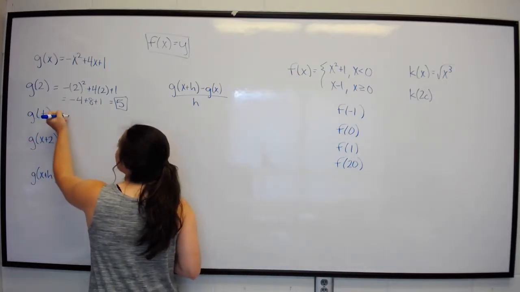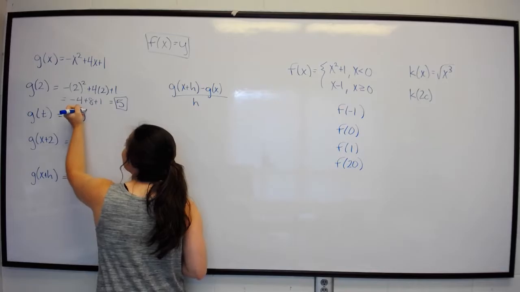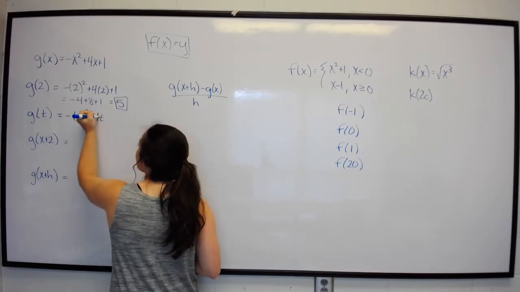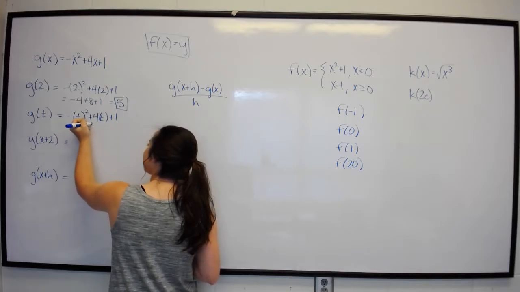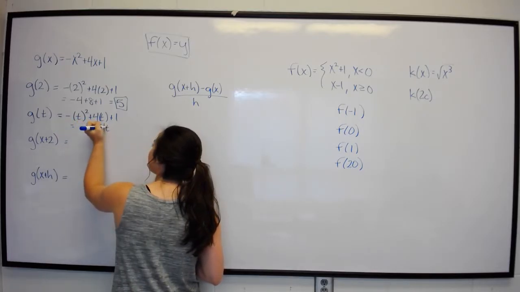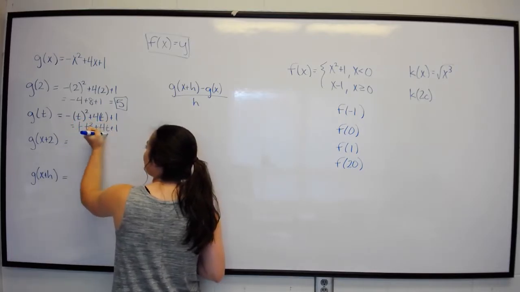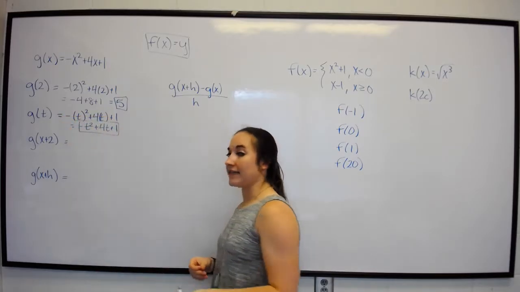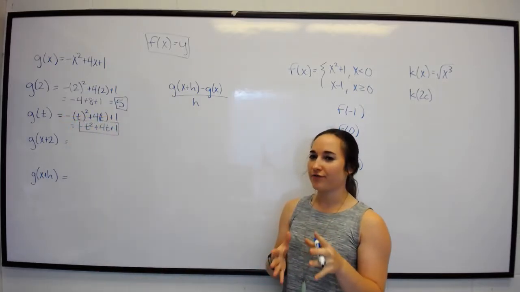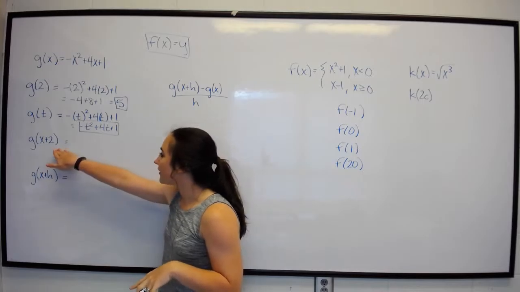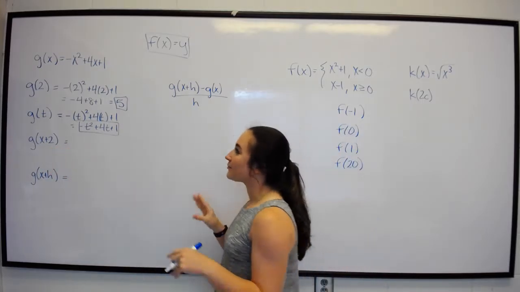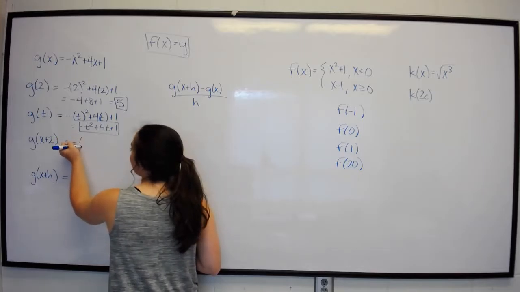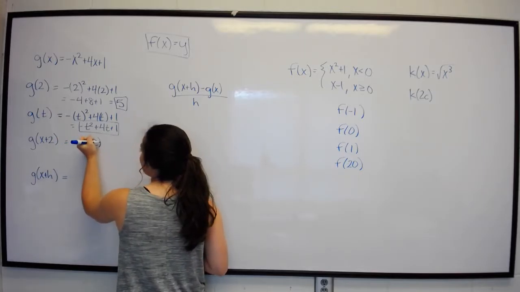We have g of t. So now we're going to plug in a t everywhere that there is an x and simplify. So we have negative t squared plus 4t plus 1, and that is our final answer. So far it's been pretty simple. Here we have g of x plus 2, which means we have to plug x plus 2 in everywhere that we have an x.